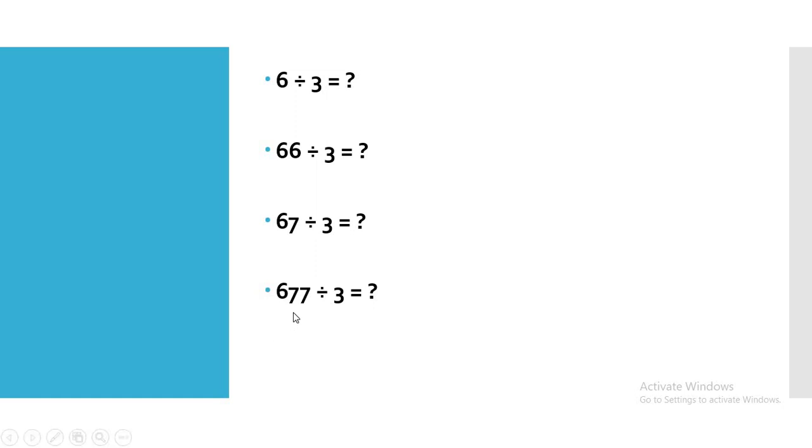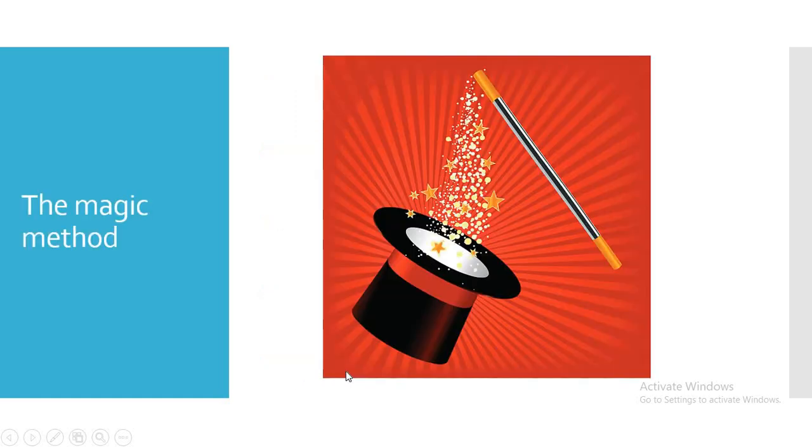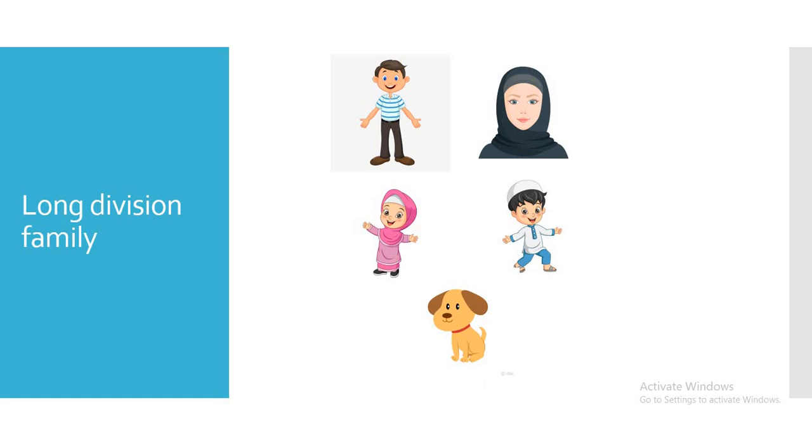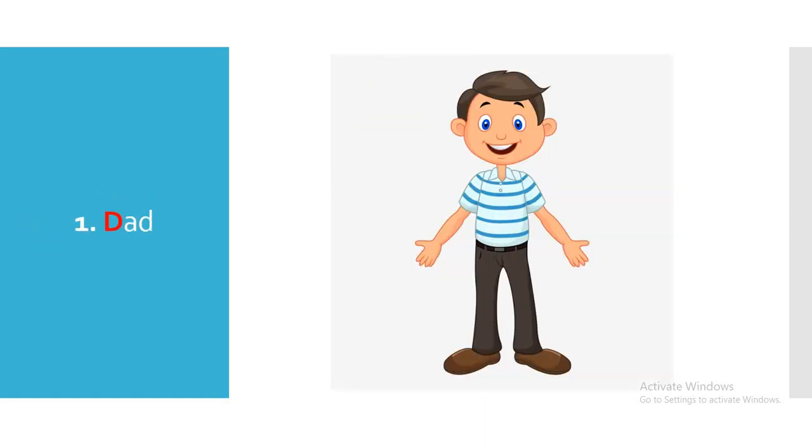But what about 677 divided by 3? Do we need 677 counters to find the answer? What about 6,867 divided by 3? Here we need the magic method. The magic method will help us to find the answers to these division number sentences easily, which is the long division.